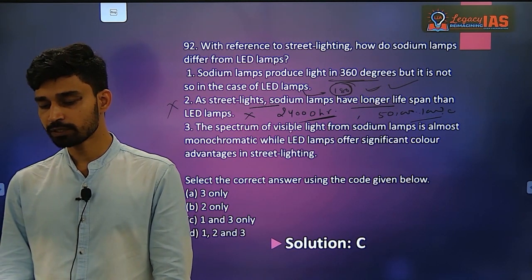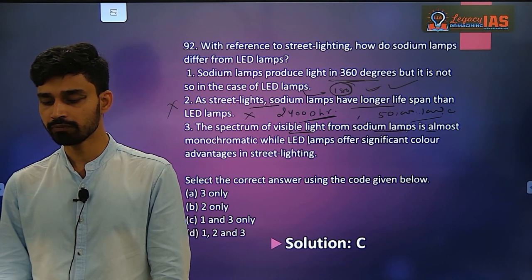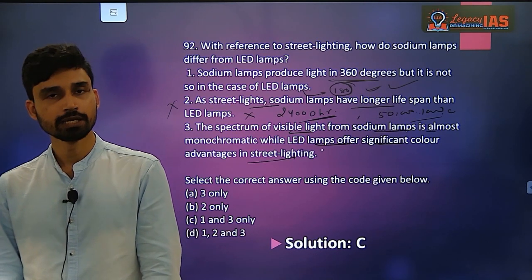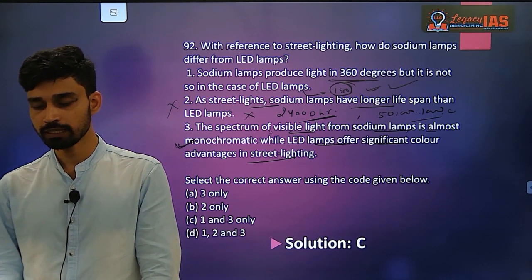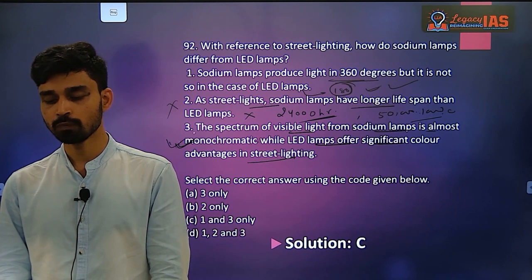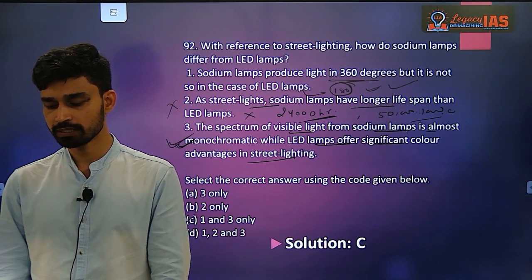Third, the spectrum of visible light from a sodium lamp is almost monochromatic, while LED lamps offer a significant color advantage in street lighting. This is again a correct statement, because we have a single spectrum visible in the case of a sodium lamp, and that is why it is almost monochromatic in nature. So, the correct option will be C, 1 and 3 only.